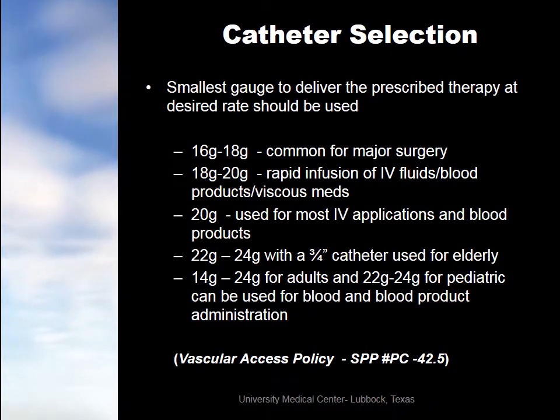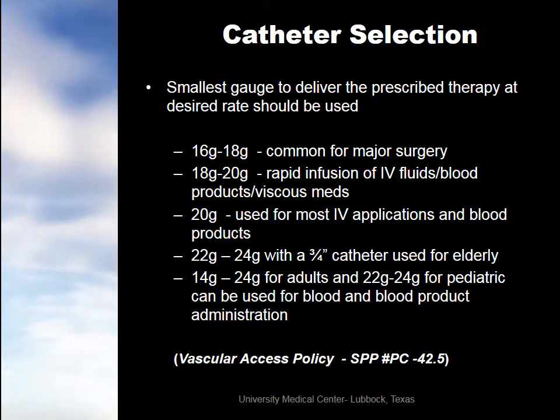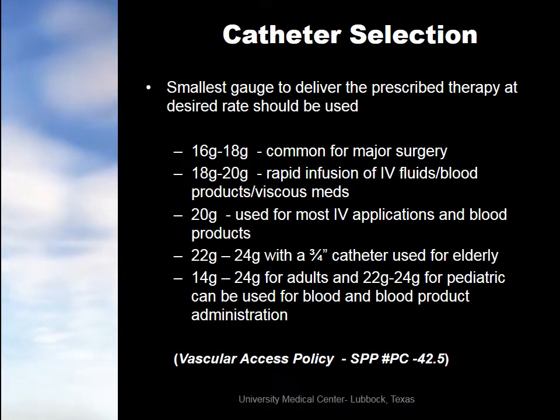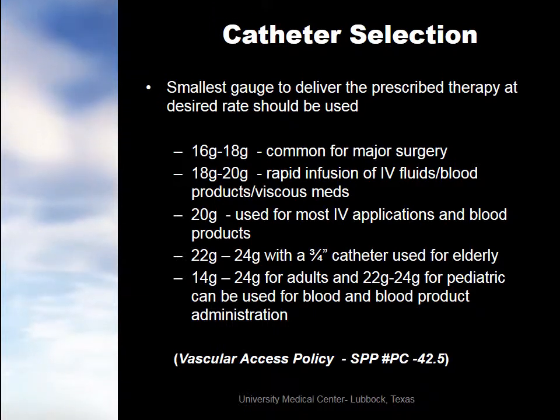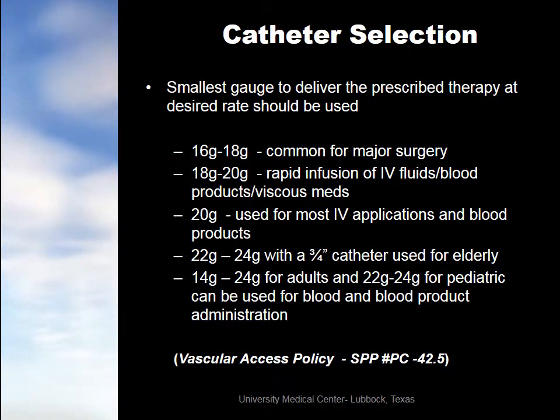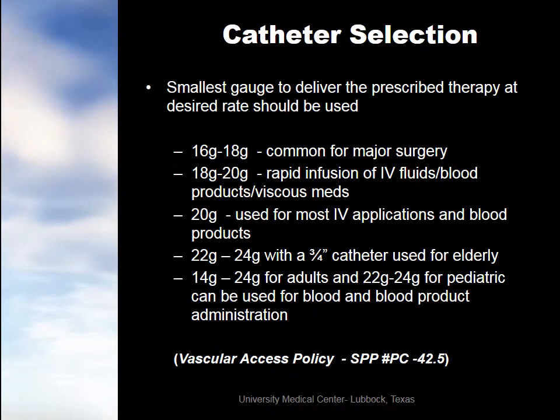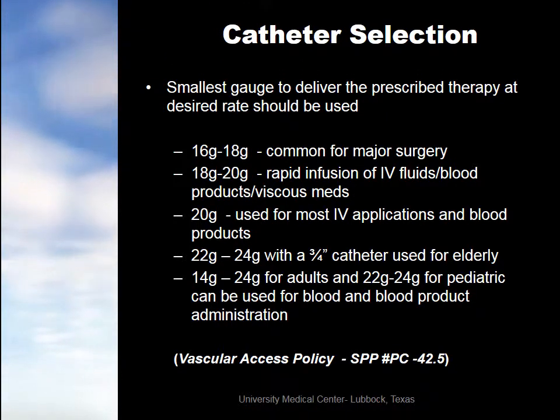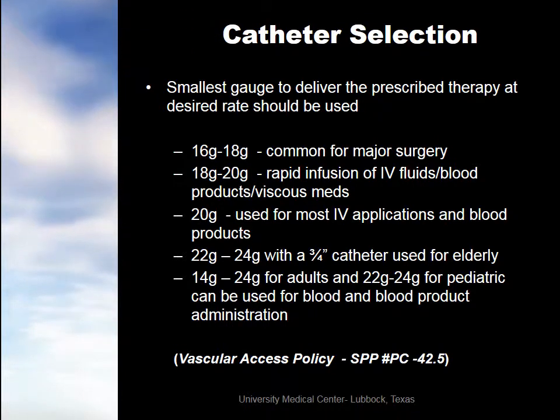Catheter selection. The smallest gauge to deliver the prescribed therapy at the desired rate should be used. For example, a 16 to 18 gauge is common for major surgery. 18 to 20 gauge for rapid infusion of IV fluids, bolus products, viscous meds. 20 gauge is used for most IV applications and blood products. 22 to 24 gauge with a 3/4 inch catheter may be used for the elderly.